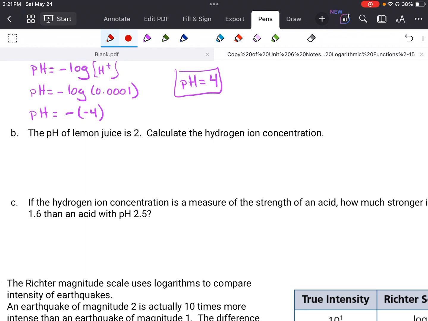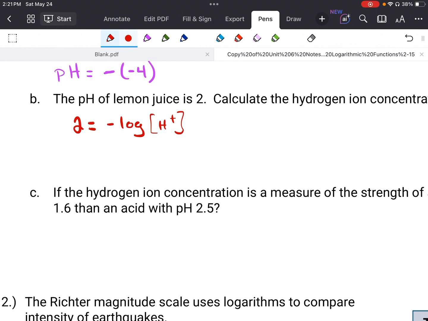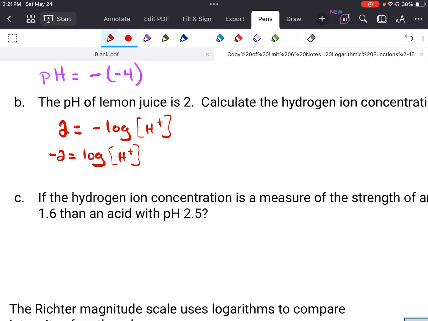So now we know the pH number is 2. We have our formula here, and we're going to isolate the H plus. So first thing we do is divide by -1 to get rid of that negative sign. So -2 will be the log of H plus. And we know that the log base 10, we can get rid of that log by making 10 to the power -2 equals the H plus.